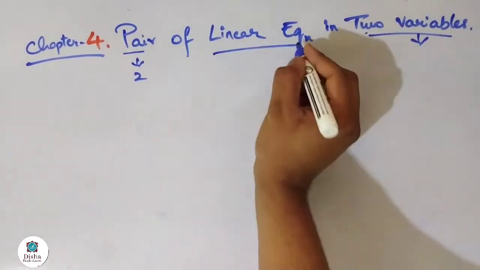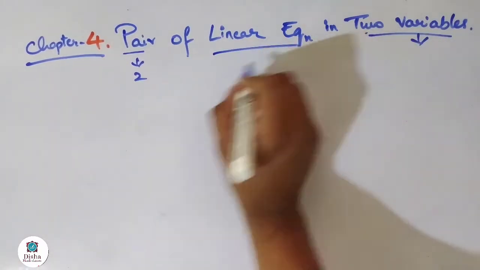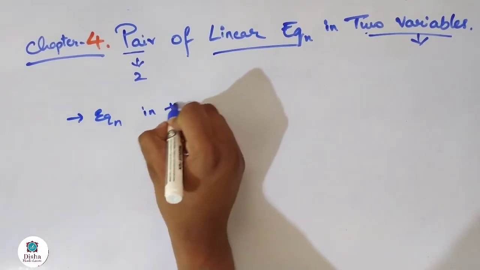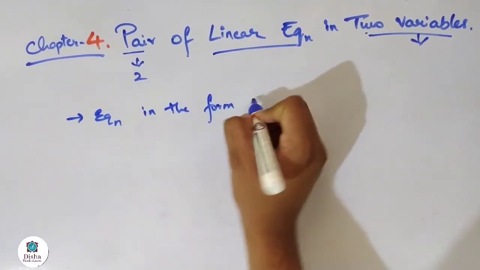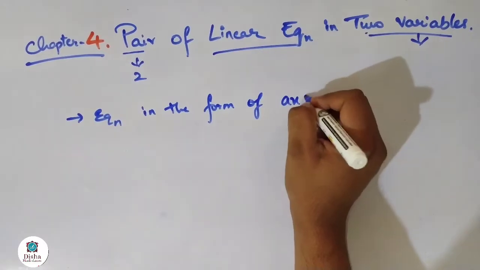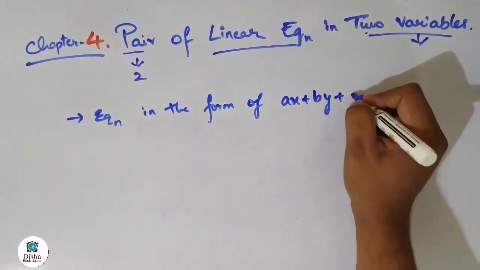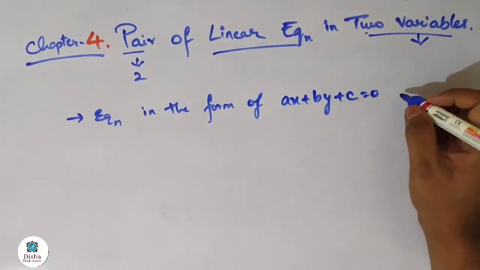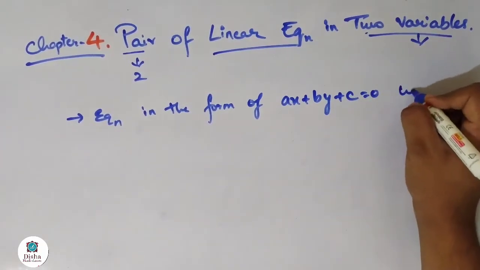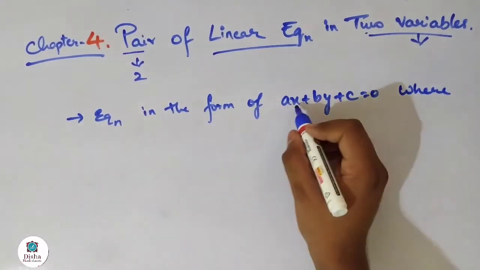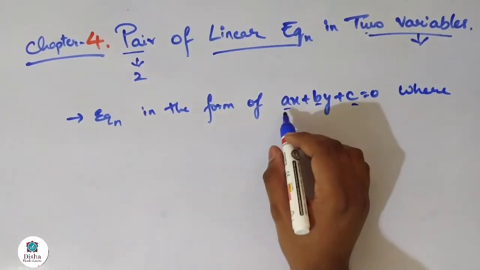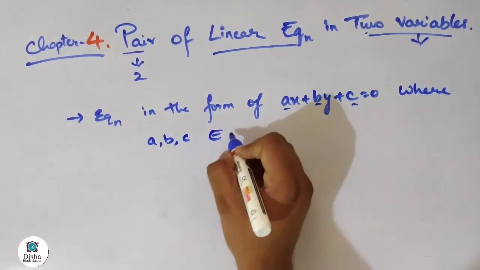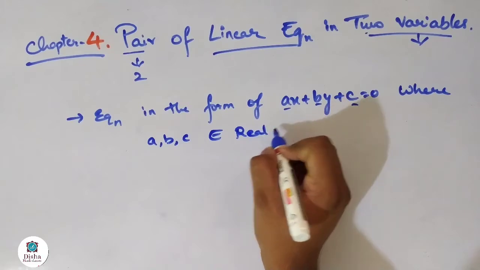Here we have linear equation. So what is a linear equation? Equation in the form of ax plus by plus c equals to 0, right? Equation in the form of ax plus by plus c equals to 0, where we have here a, b, c, right? Now we should define these alphabets also. a, b, c belongs to real numbers.